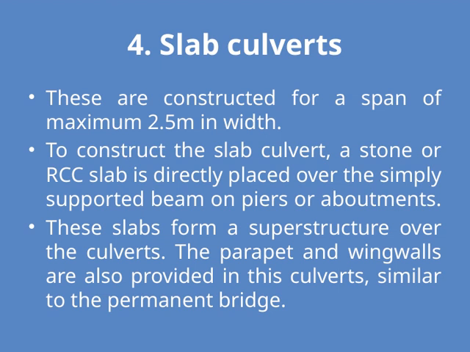Now, what's interesting is that these slabs act as the main load-bearing component, creating a solid, continuous structure over the culvert opening. And just like with permanent bridges, we also include features like parapets and wing walls. These not only enhance safety by preventing debris from falling into the culvert, but also help in managing water flow and protecting the structure itself.